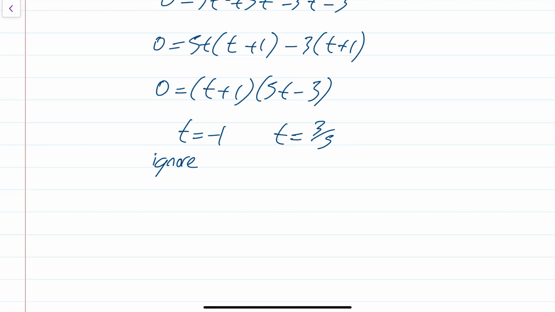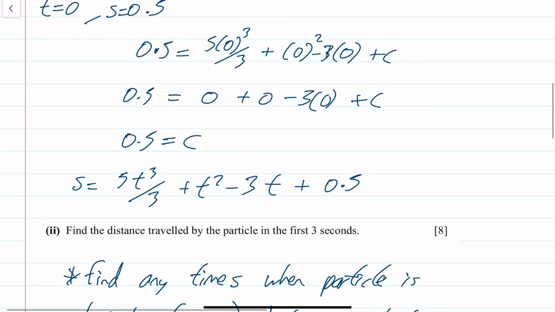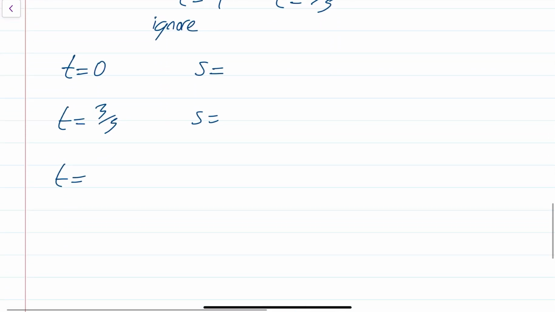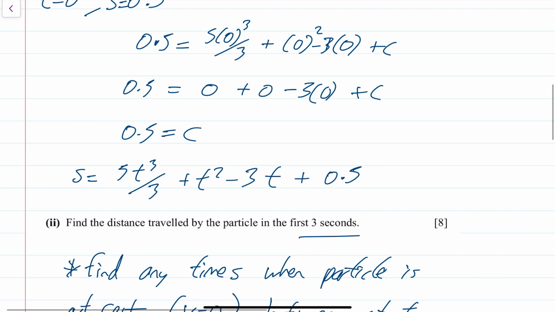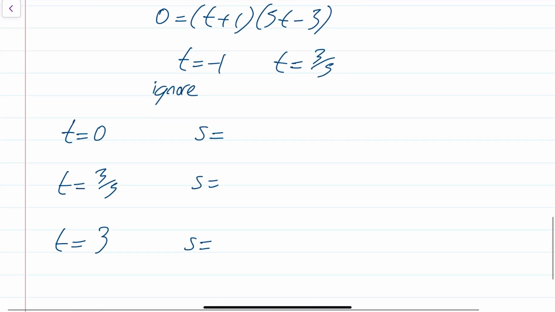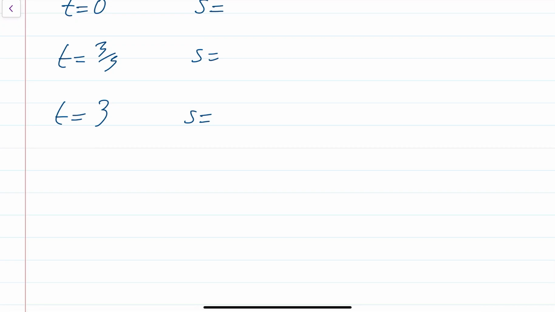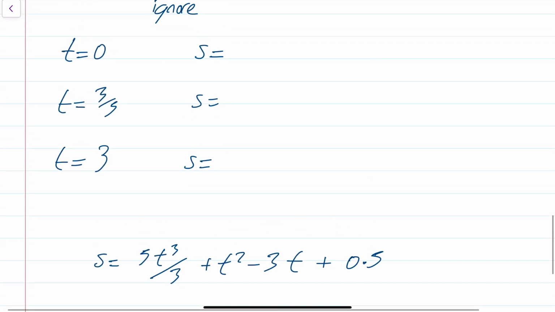So what we need to do is find when t is equal to 0, find what s is. When t is equal to 3 over 5, find what s is. And when t is equal to 3, find out what s is. So I'm just going to write down my s. What was my s again? 5t cubed over 3. Let me cheat here. Bear with me a wee second. Let me just write this down. Okay, so we've got that, so we can use that.